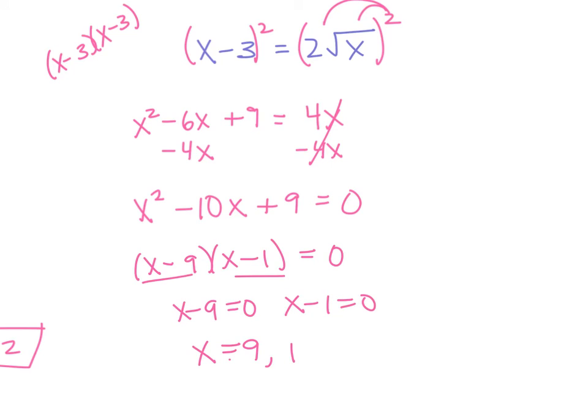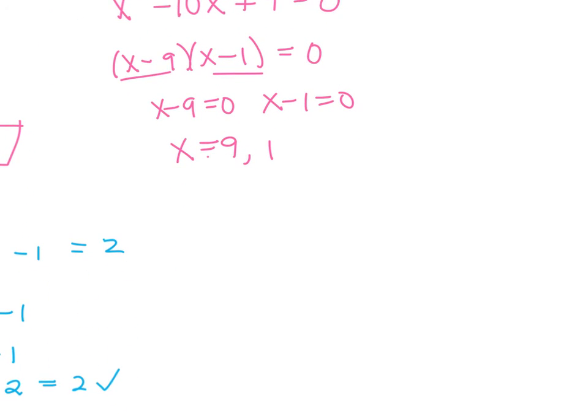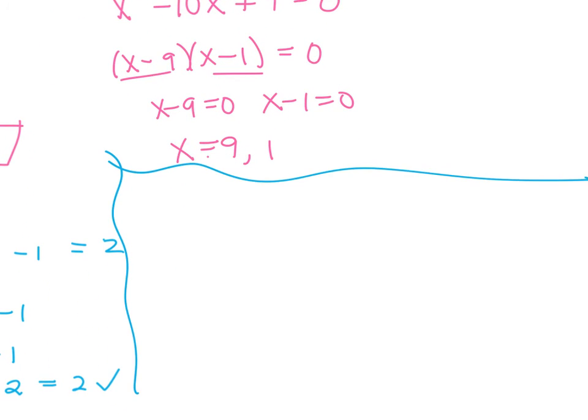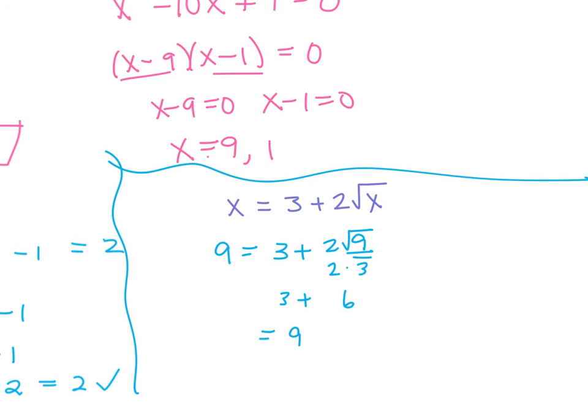All right, so is that really what x equals? Well, your favorite part, let's check our answer. So the original equation is x equals 3 plus 2 times the square root of x. First, I'm going to plug in the 9. Does 9 equal 3 plus 2 times the square root of 9? Well, the square root of 9 is 3, times 2 is 6, plus 3 is 9. So, oops, look what I just did. That should be a 9. So the first one worked out. So 9 is a solution.